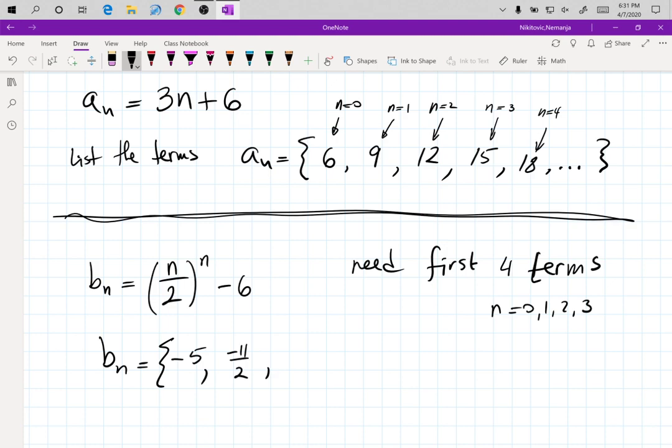When you plug in 1, you get 1/2 minus 6. So that's negative 11 over 2. The next number we plug in is 2. 2 divided by 2 is 1. So now we get negative 5 again, because 2 divided by 2 raised to the 2 minus 6. That's 1 squared minus 6. That's 1 minus 6 is negative 5.